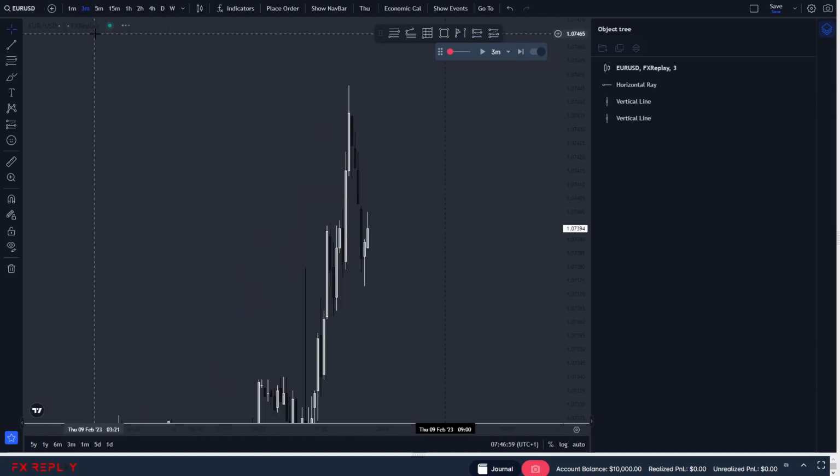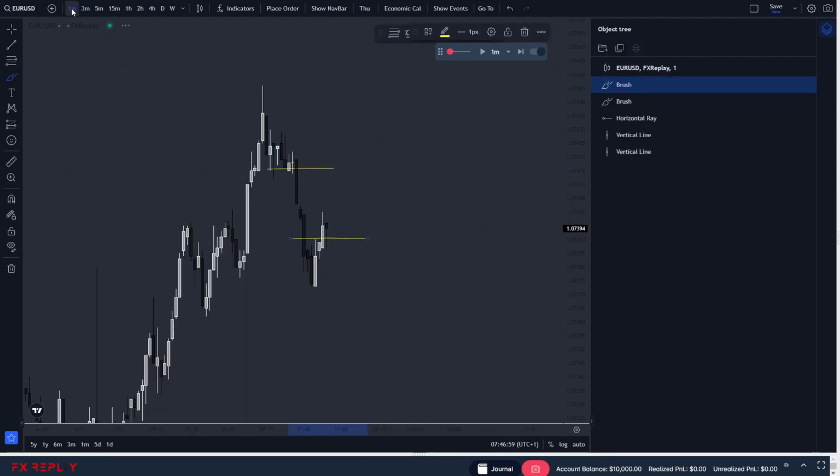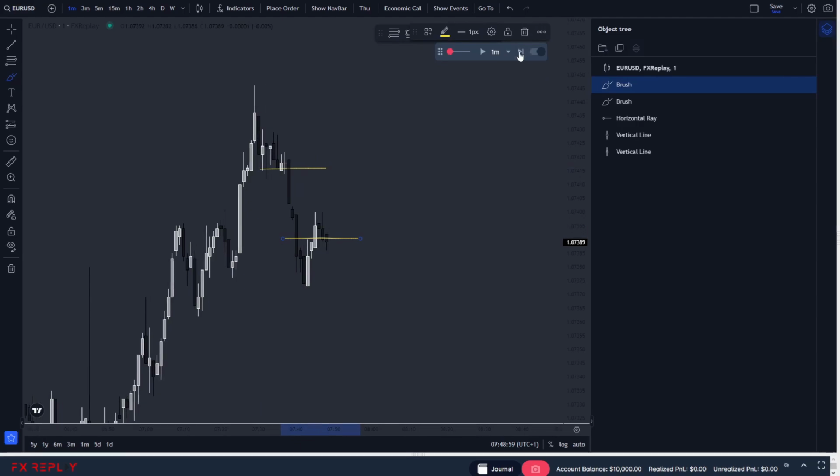This is the fair value gap in 3 minutes here. Created it here from here to here. Oops, from here to here. And it reacted off that, so I now want the breaker structure in lower time frames.